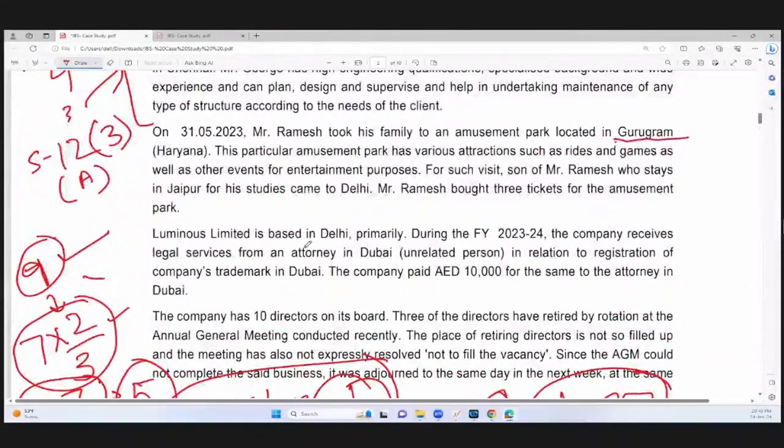Luminous Limited is based in Delhi. So service recipient is in Delhi and attorney is in Dubai. So one of the parties is recipient or service provider. If one of them is outside India, then section 13 becomes applicable. So this is the idea behind it.